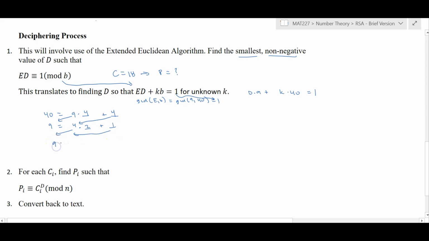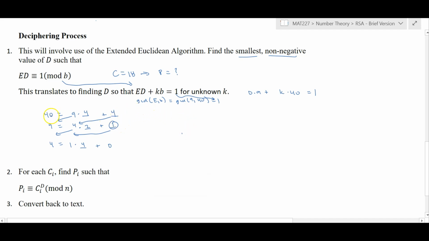And we get 9, I'm sorry, not 9. 4 is equal to 1 times what? Well, 1 goes into 4 4 times, leaves a remainder of 0. So there's our GCD. And thankfully, this only involves 2 lines, which is kind of nice.